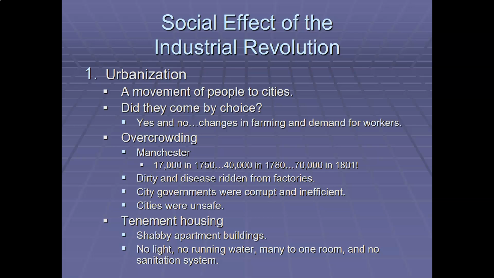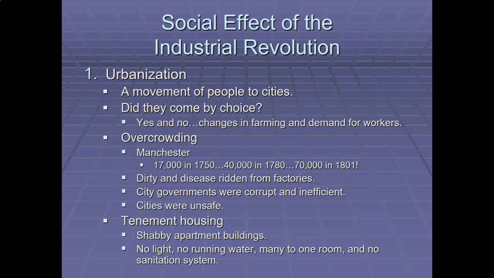They get pushed off their land because of enclosure acts and so forth, and they have to make a living. So what do they do? They move to where work is, and that's in the cities. Now, here's some negatives on this. One is overcrowding. You can see that in Manchester, as an example, in England, they had about 17,000 people in 1750. 50 years later, they have 70,000. And think about how fast that growth is, from just a 50-year period in one town.